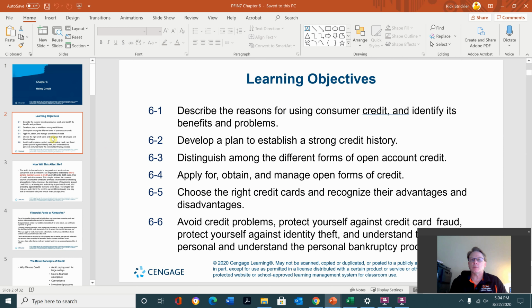Learning objectives include describe the reasons for using consumer credit and identify its benefits and problems. Develop a plan to establish a strong credit history. Distinguish among the different forms of open account credit. Apply for, obtain, and manage open forms of credit. Choose the right credit cards and recognize their advantages and disadvantages.